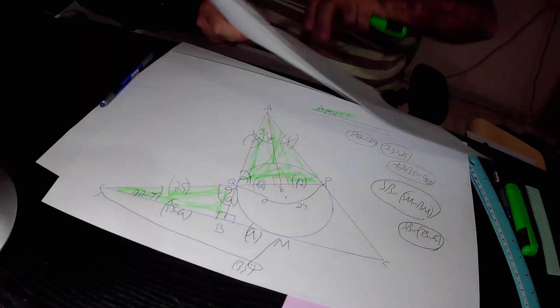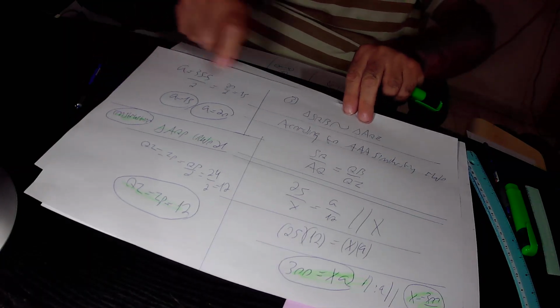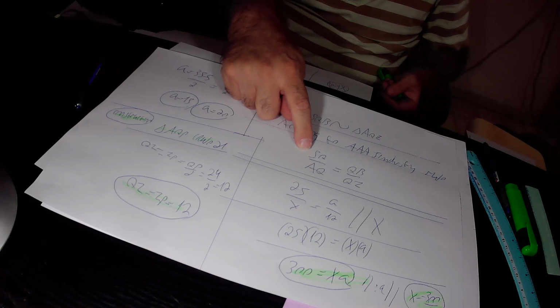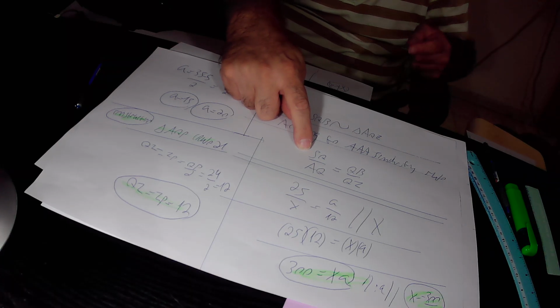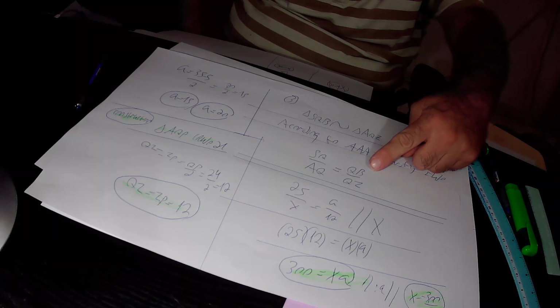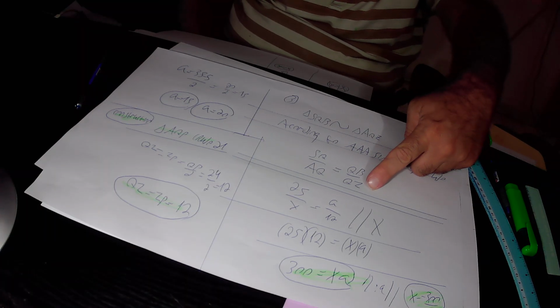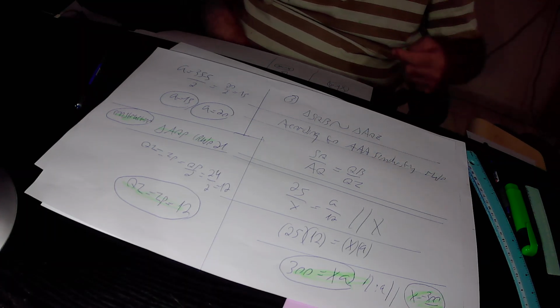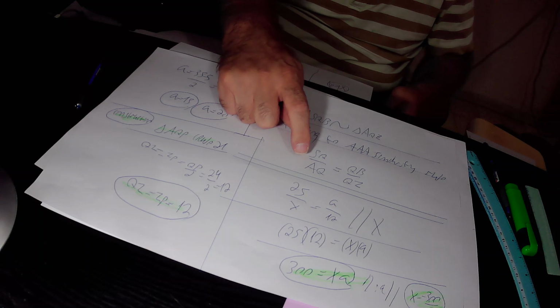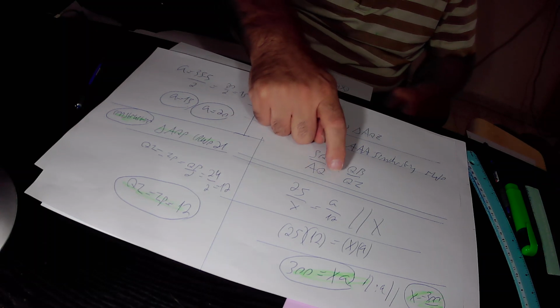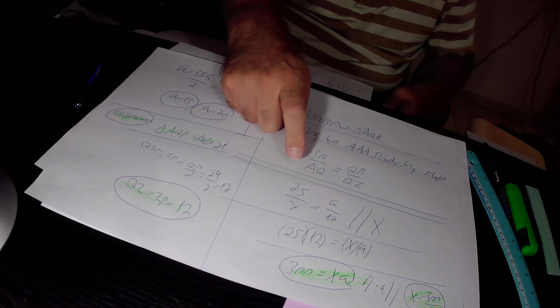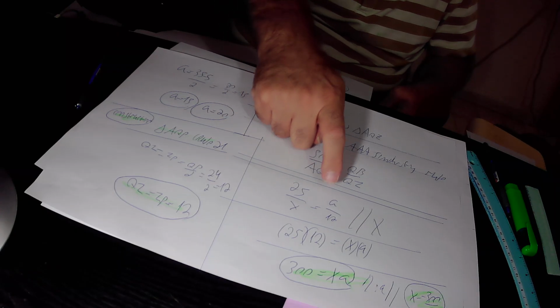We derive that side SQ of the right triangle SQB, or side AQ of the right triangle AQZ, is equal to side QB of the right triangle SQB, or side QZ of the right triangle AQZ. SQ is 25, AQ is X, QB is A, and QZ is 12. So in total, we should find out that 25 over X equals A over 12.